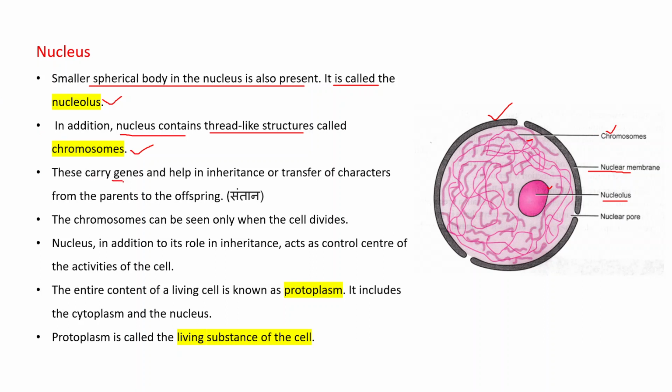These chromosomes carry genes and help in inheritance or transfer of characters from parents to the offsprings. Offspring means santan. The chromosomes can be seen only when the cell divides. Nucleus, in addition to its role in inheritance, acts as control center of the activities of the cell. The entire content of a living cell is known as protoplasm. It includes the cytoplasm and the nucleus, and this protoplasm is called the living substance of the cell.